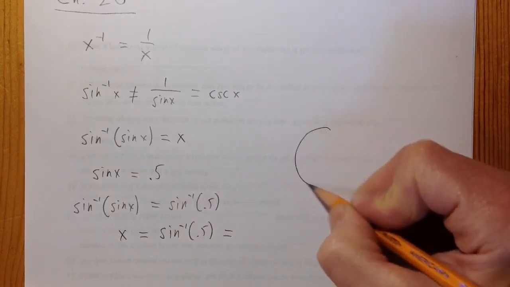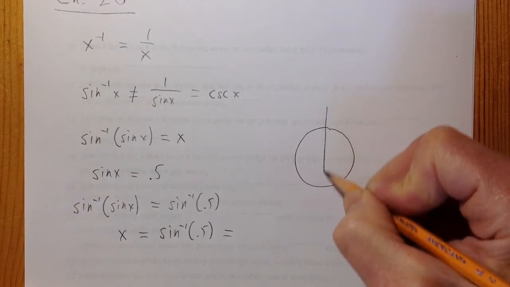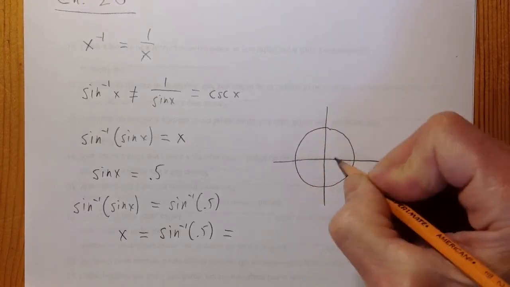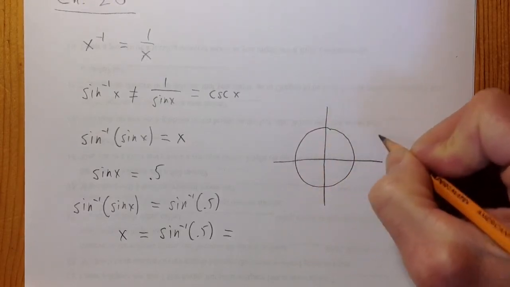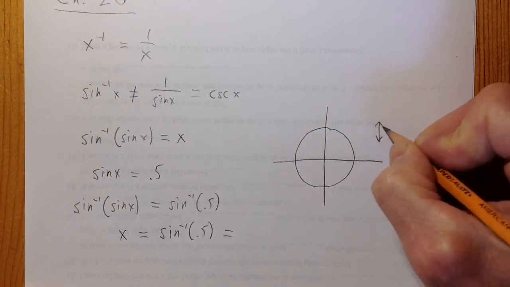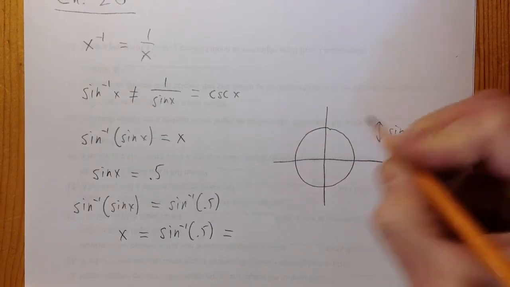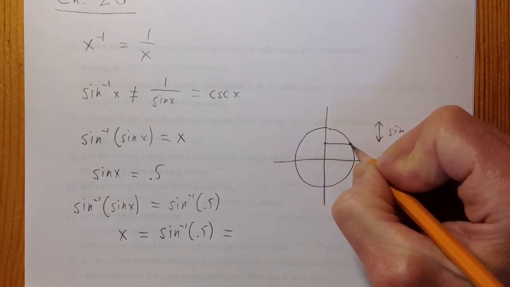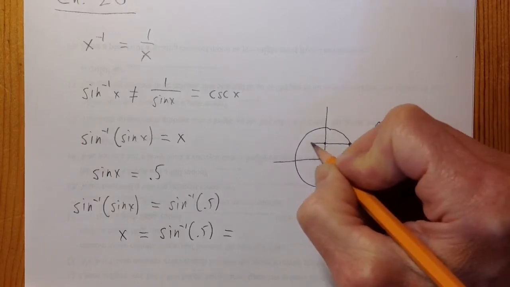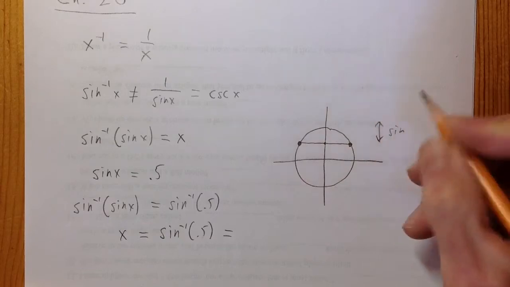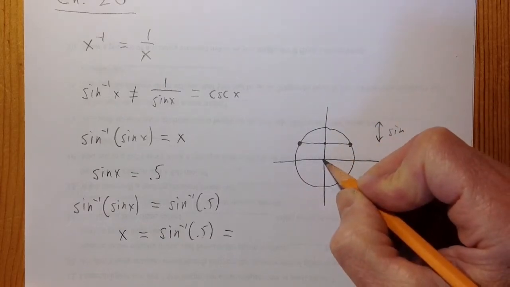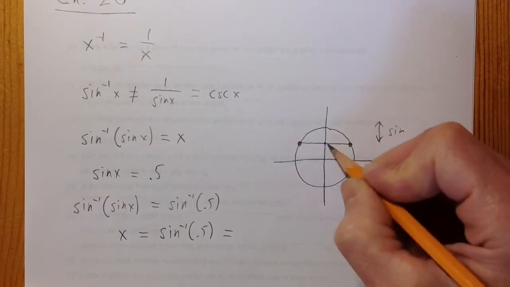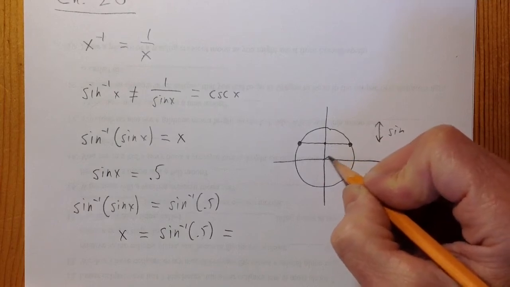So we always draw a unit circle. So here's our circle here. And we want to know where the sine, which is the y value, right? Sine is up and down, where it's 0.5. So here's a y value of 0.5. So right there is a place. But there's another one over here. When the y value is 0.5, what angle is it?